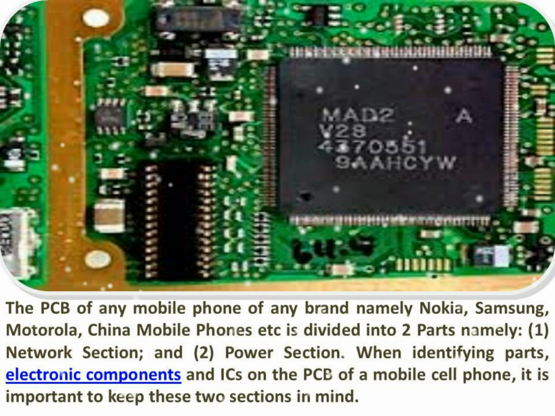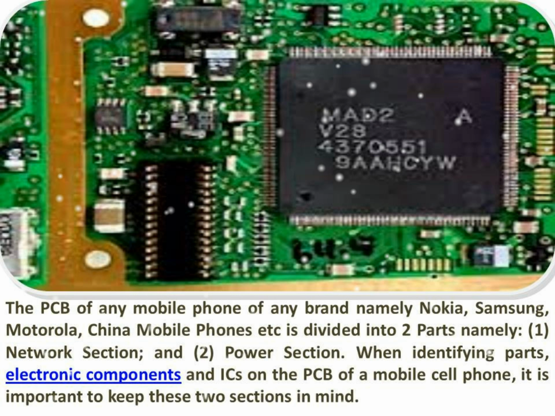Power IC. In the power section, the IC around which there are several brown-colored capacitors is called the power IC. In some mobile phones there are two power ICs. CPU, Central Processing Unit. In the power section, the largest IC is the CPU. In some sets there are two CPUs.